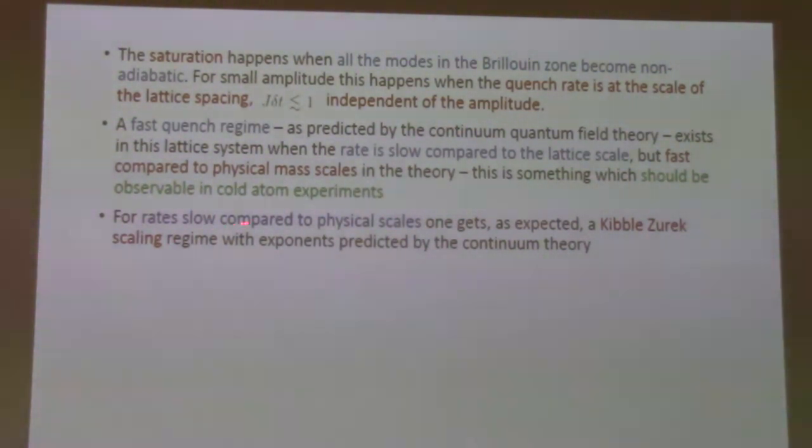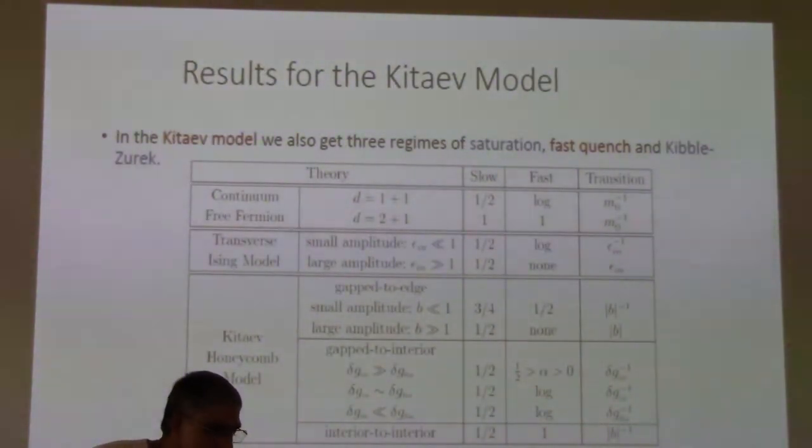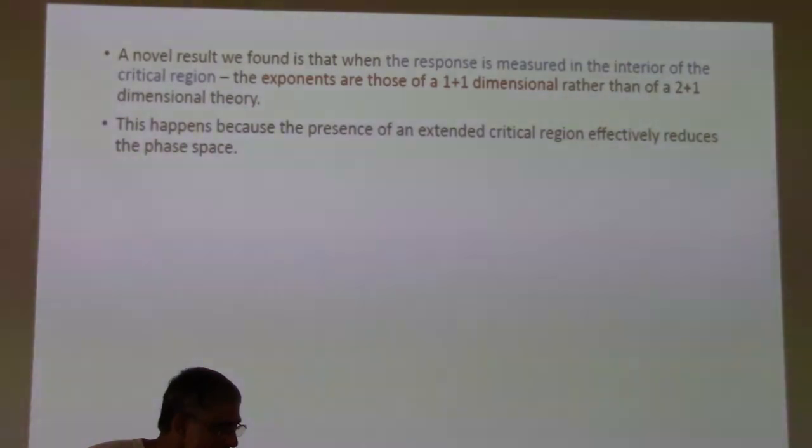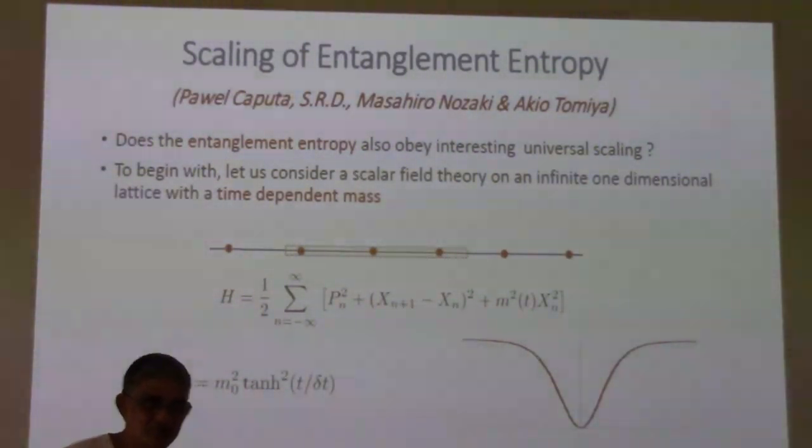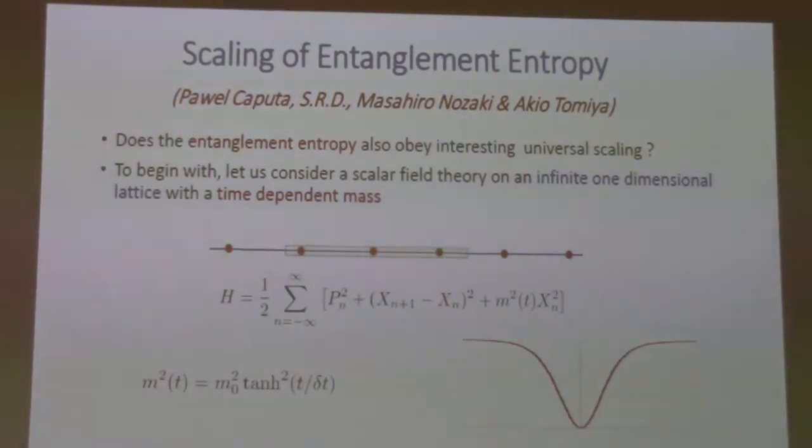Finally, for rates which are slow compared to physical scales, one gets, as expected, a Kibble-Zurek scaling regime with exponent also predicted by the continuum theory. There are some results for the Kitaev model, which I will not go through. And finally, I won't have the time to explain this, but I will just tell it in words.